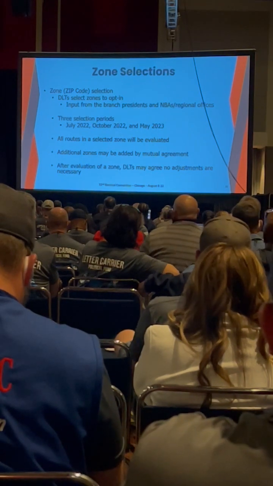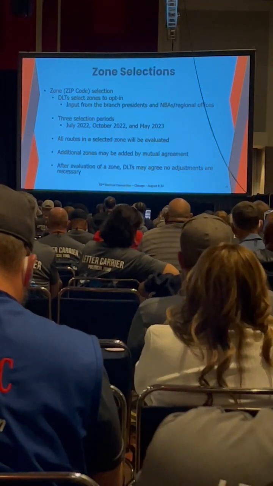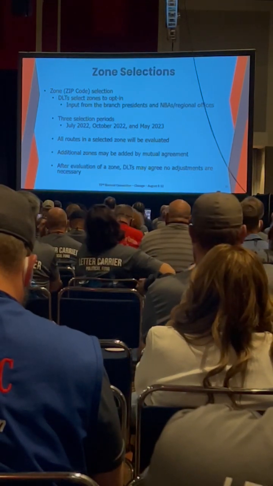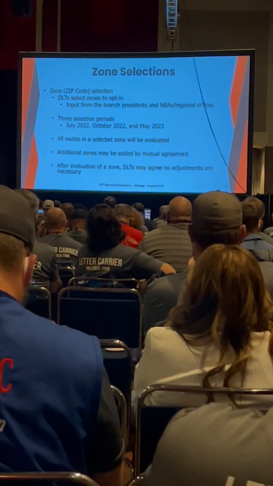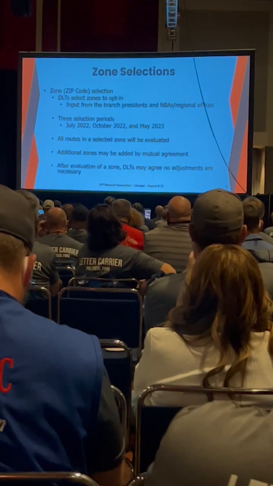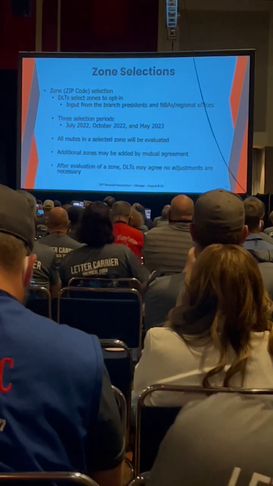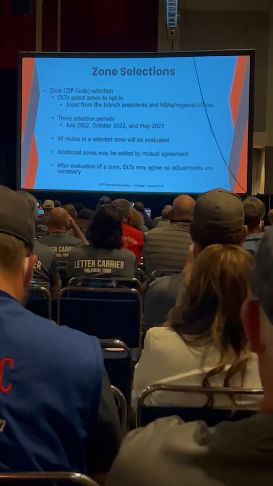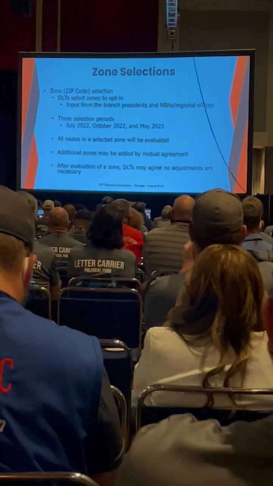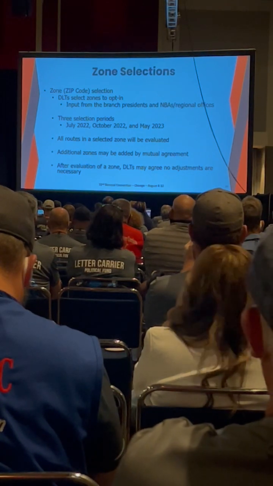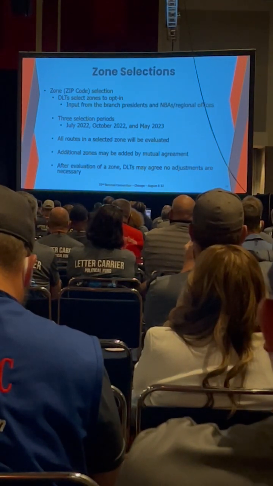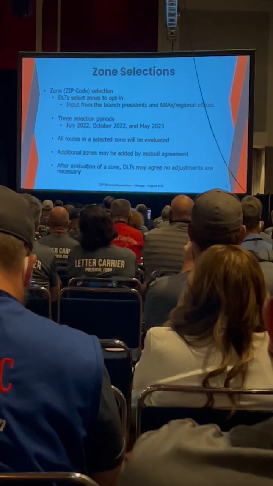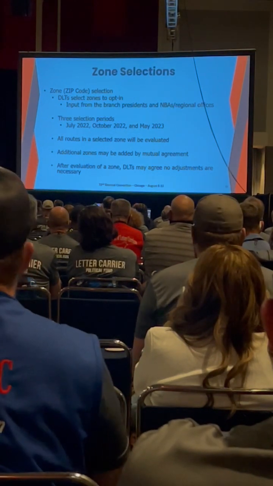So zone selections. Zones are selected by the DLTs with input from the branch presidents, the MBAs, and the regional offices. There are 3 selection periods. We just concluded the July selection period. And then we're going to do 2 more throughout the lifetime of the agreement. The ones that we just opted in July will most likely be evaluated and adjusted this fall. And then in October, we're going to select zones for spring evaluation and adjustment. And then in the following May, we'll select zones for the following fall.